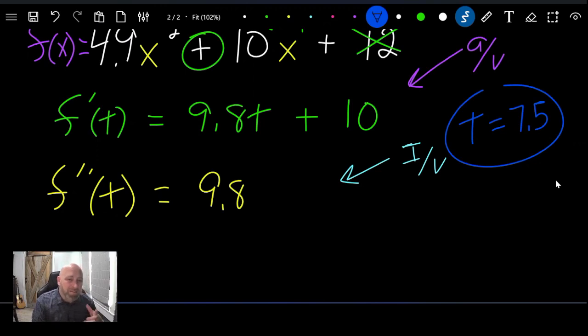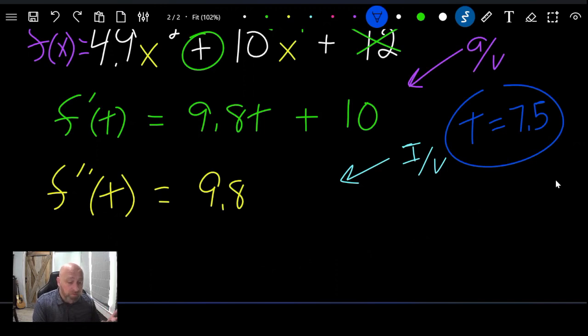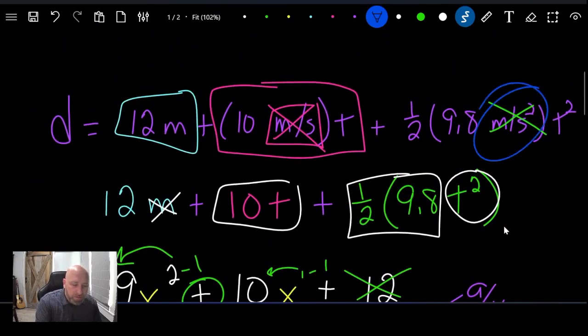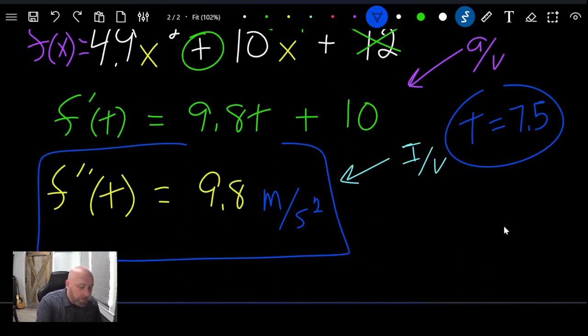Well, let's actually do the instantaneous first, because this is a super easy solution right here. We just plug in right here, and we get that the function of 7.5 equals, so in other words, our instantaneous is just 9.8. 9.8 what? Meters per second squared. So we're just subbing back in. Remember when we got rid of that meters per second squared up here? We're just subbing that back in. So there is your answer for instantaneous velocity.